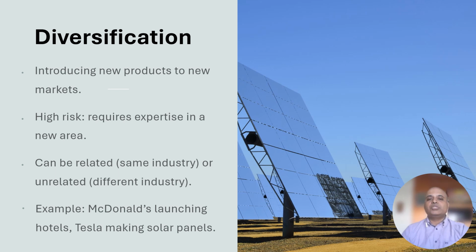There are two types: first, related diversification. This is when a business enters a new market that is still somewhat connected to its existing industry. For example, Tesla started as an electric car company but later diversified into solar panels and battery storage solutions, both still related to clean energy.